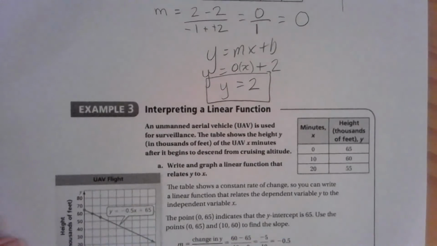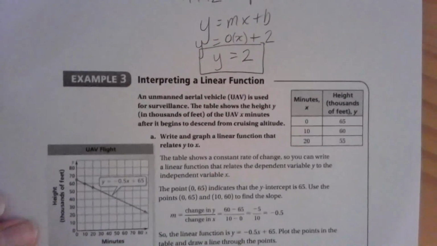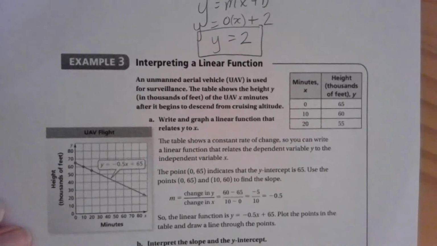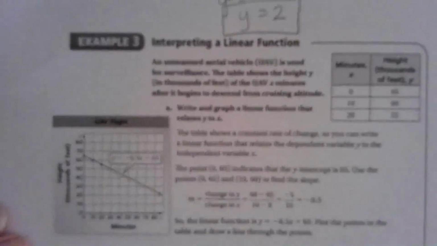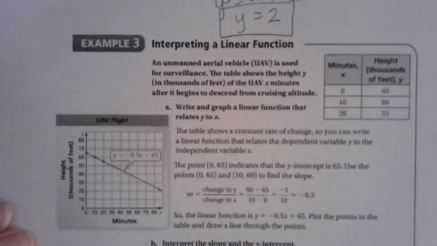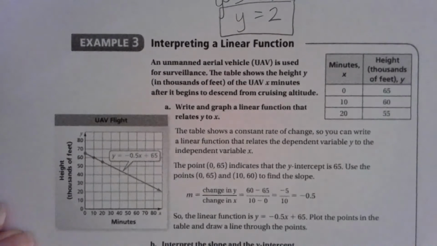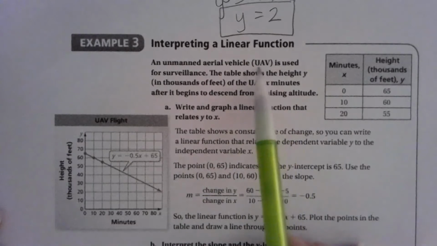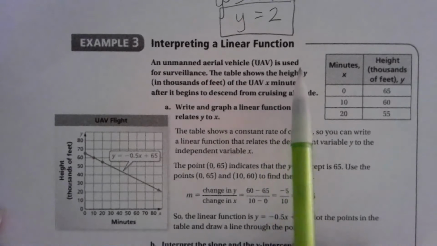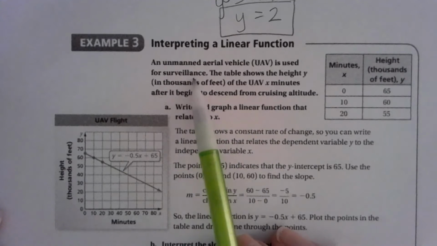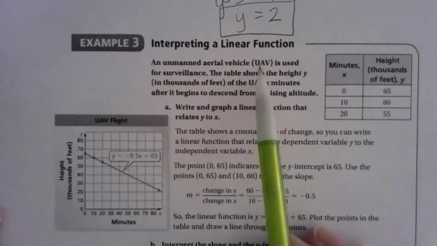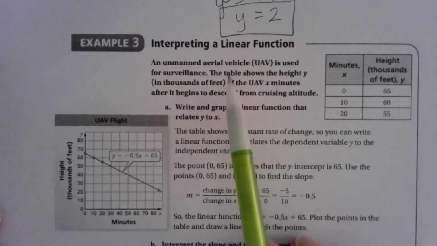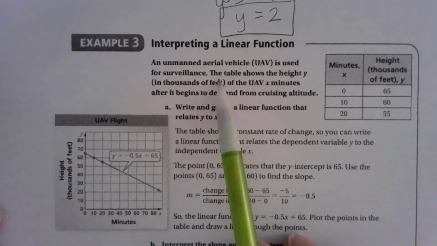So, interpreting a linear function. I have mostly copied the entire example 3, so that you wouldn't be bogged down with the details of writing and copying, but we can just read it and look at what it's talking about here. So an unmanned aerial vehicle, apparently is a UAV, is used for surveillance. Maybe a drone, right? That would be an example of that, I suppose.